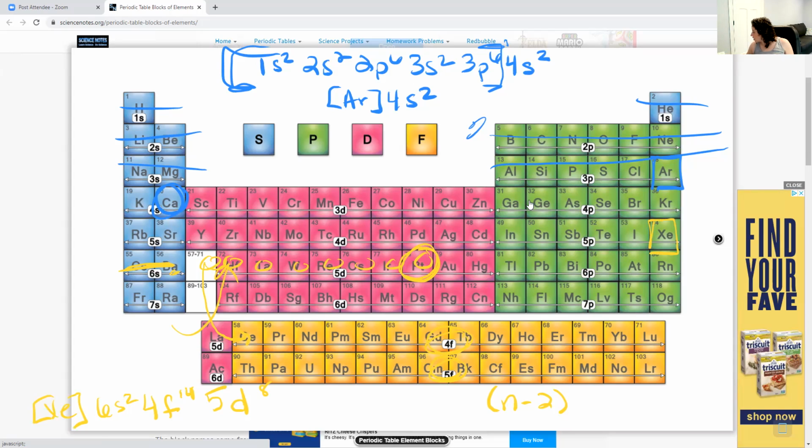Now I do want to add in just one tiny thing. What if it wanted to know how many unpaired electrons there are? So every time you fill an s, p, d, or f, everything is paired up.